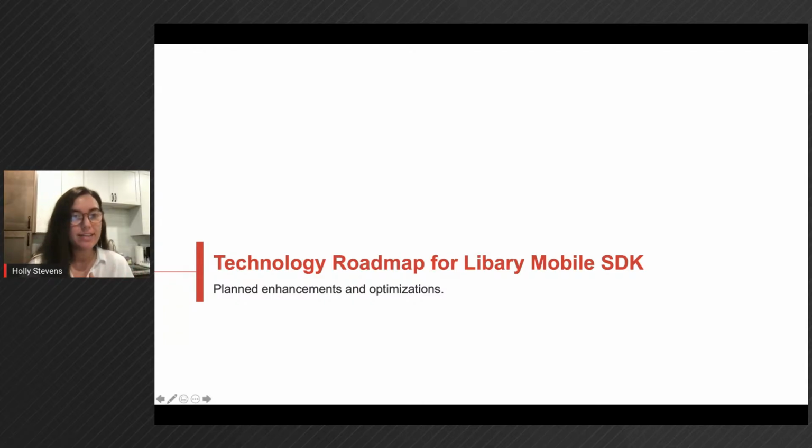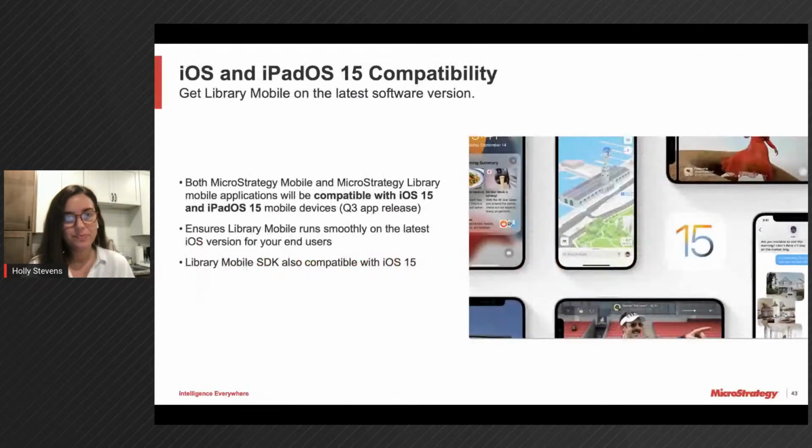So we'll be showing you a few things that we have delivered in Q3, what we're delivering in Q4 for SDK, which aren't too many items, but I'll also show you our future framework that we'll be using in the next few releases. So first things first, compatibility and updates are really critical when we're using mobile apps. The first thing to know is that Library Mobile is now supporting iOS and iPadOS 15. Just make sure that you are on the latest OS version for Library Mobile, just to make sure everything is running smoothly. And the Library Mobile SDK is also compatible with iOS 15.